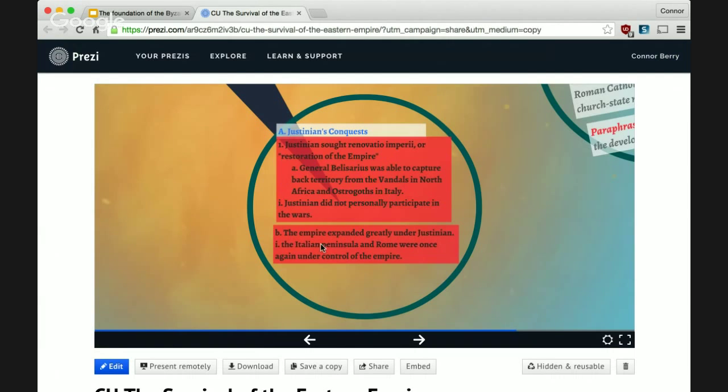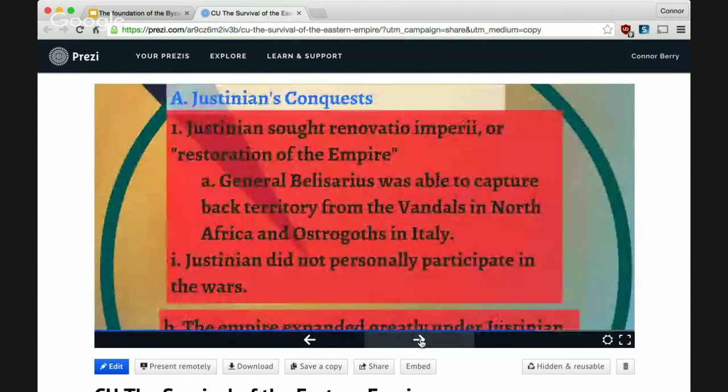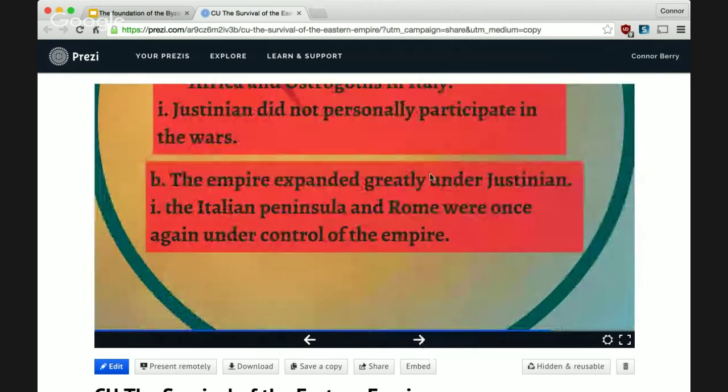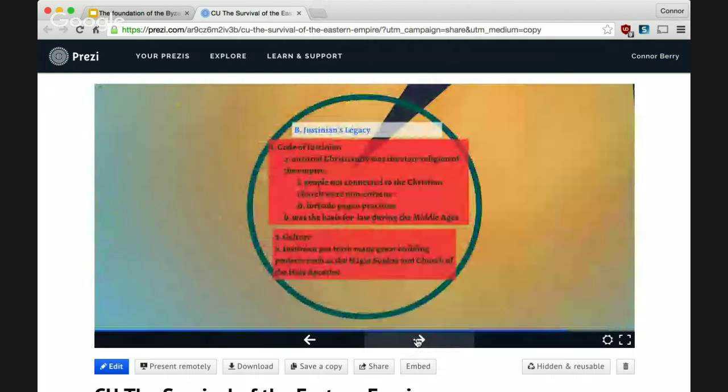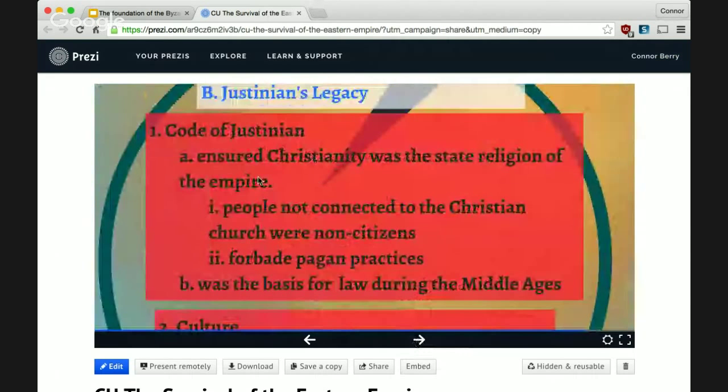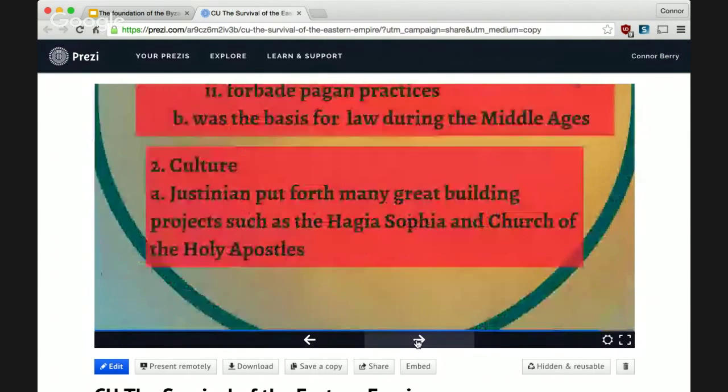Let's go back to our Prezi to finish that up. So we're talking about Justinian's conquests, right? He wanted the restoration of the empire. We talked about that already. There's a little bit more information about what he did. Eventually the empire expanded greatly under Justinian, but it was eventually chipped away. We're talking a little bit about the Code of Justinian. Shared Christianity was the state religion of the empire. A little bit more information about the Code of Justinian. So if you're going to use the rules icon as your extra icon, you can definitely use this area. Also research it a little bit. And then a lot of great buildings like the Hagia Sophia.